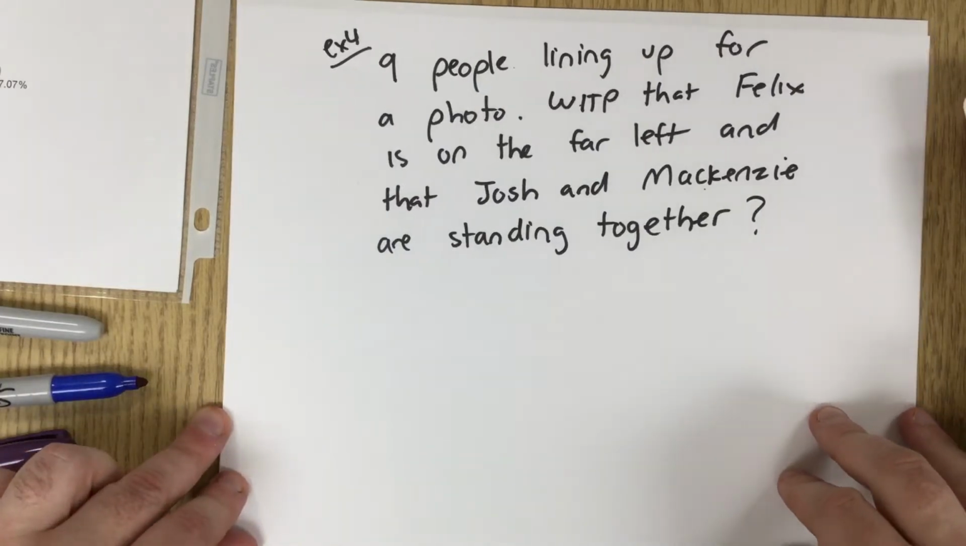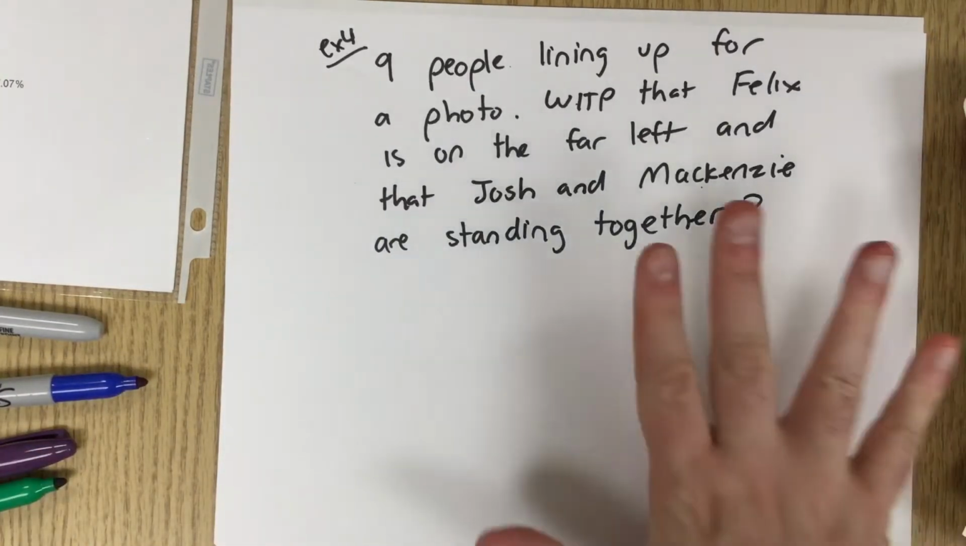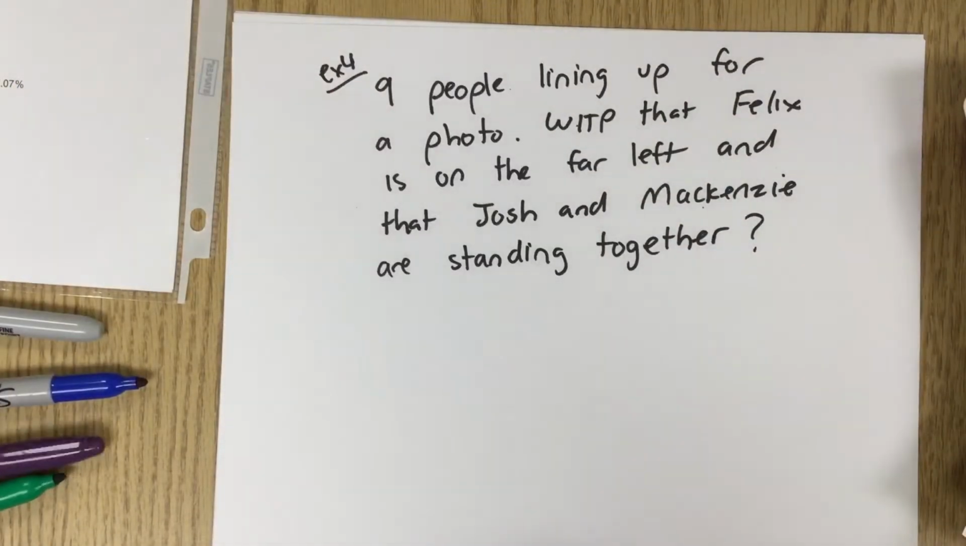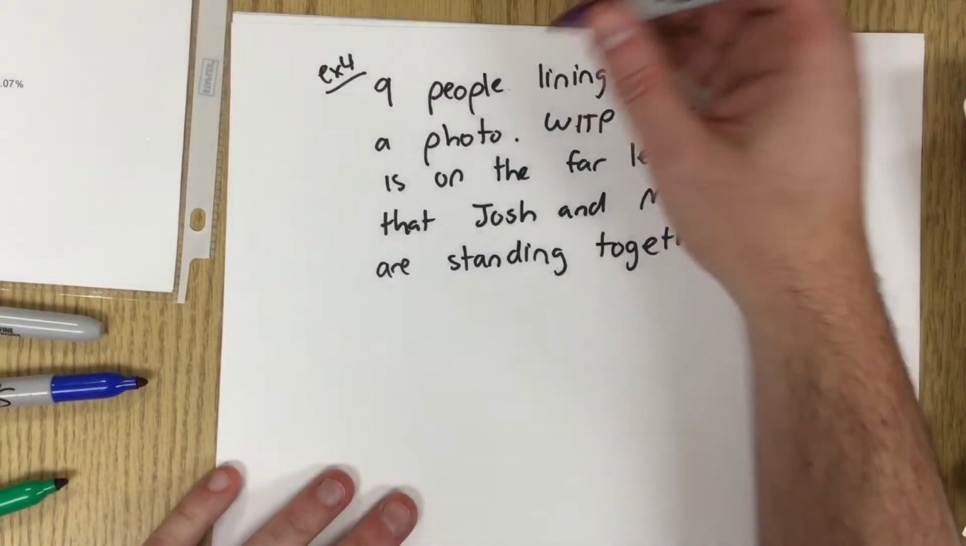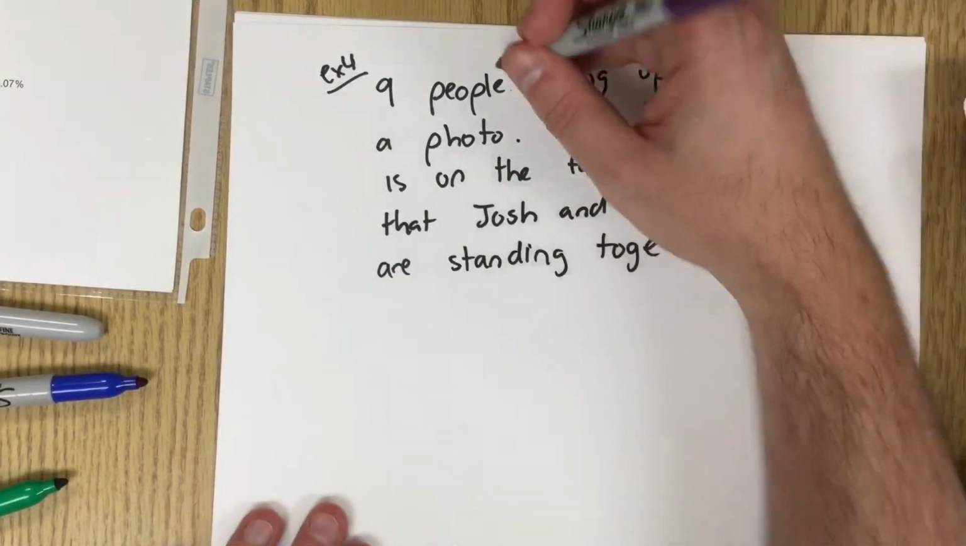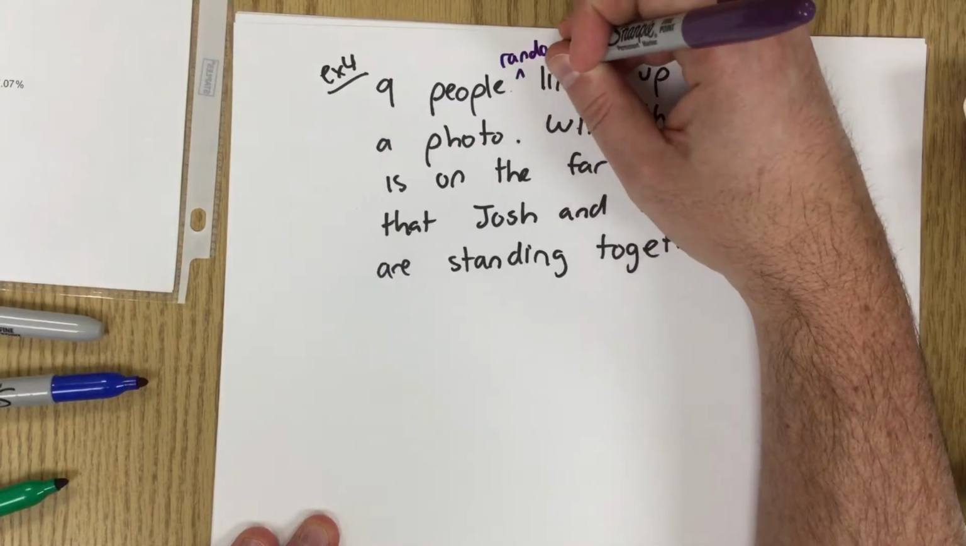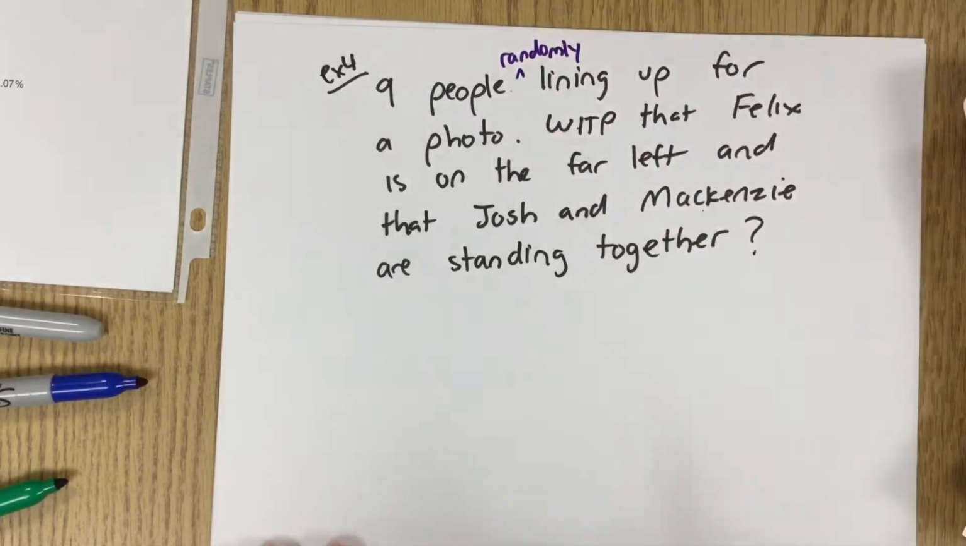Okay, I decided to pre-write these questions so you could pause it. What we have here is 9 people randomly lining up. It's important that for all of these, it's a random process, so we're trying to figure out the probability. So 9 people are randomly lining up for a photo. What's the probability that Felix is on the far left and that Josh and Mackenzie are standing together?